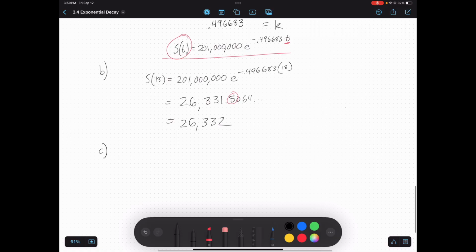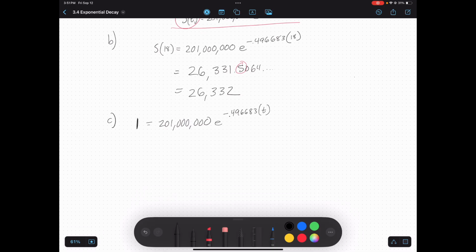I know my ending sales value. I want my ending sales value to be just 1. And I'm going to set that equal to 201 million e to the negative 0.496683 multiplied by t. I don't know how long this is going to take. And so I can solve from there.